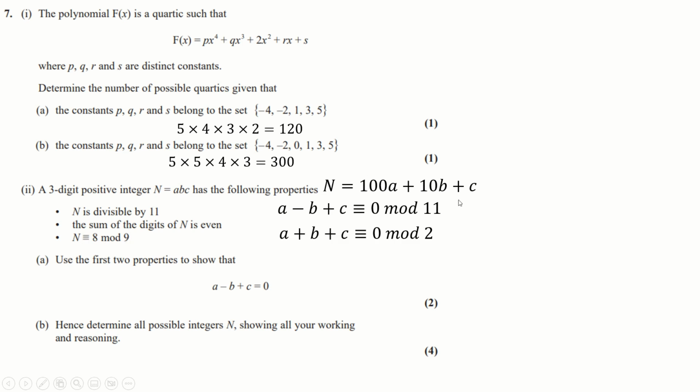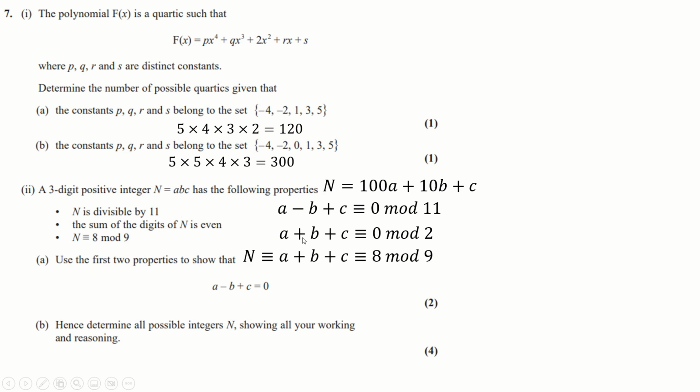Now, if you take mod 9 of this, 100 is 99 plus 1, so it's 1 mod 9, because of 99, right? So this is just A. Again, this is just B, because 10 is 1 mod 9. And then just plus C. So you just get A plus B plus C equals 8 mod 9. So those are my first 3 things that I get from this.